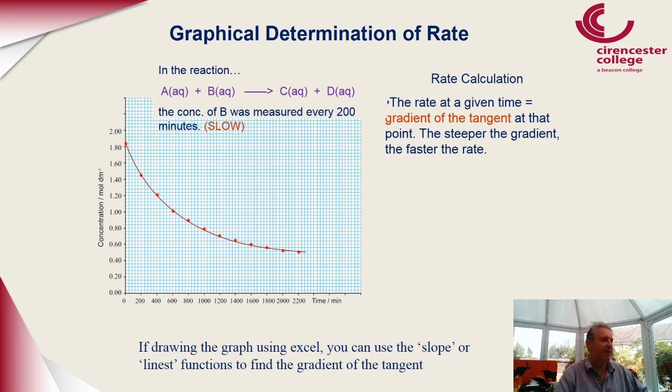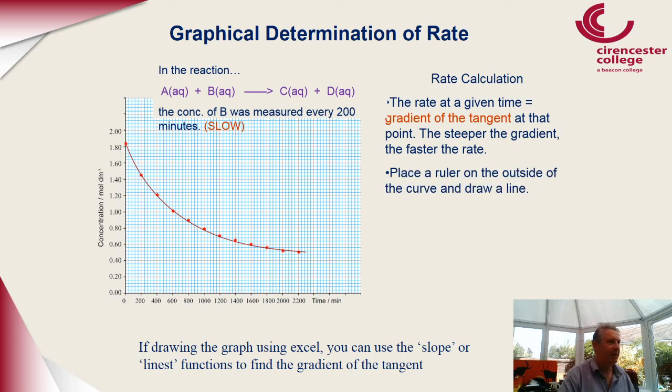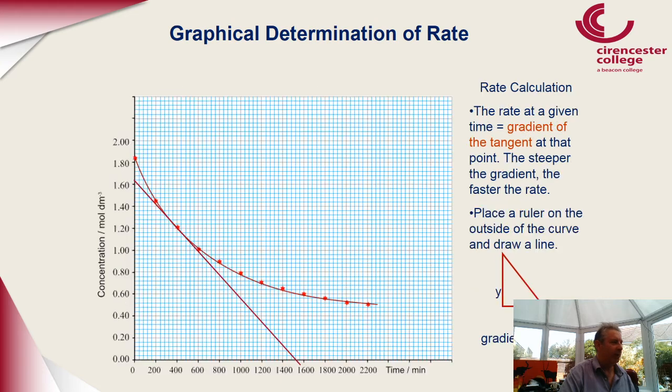Okay, so the rate at a given time we get from the gradient of the tangent, which you talked about last time. Steeper the gradient, the faster the rate. Place a ruler on the outside of the curve and draw a line, which you've done before in the last lesson. And then you do y over x.